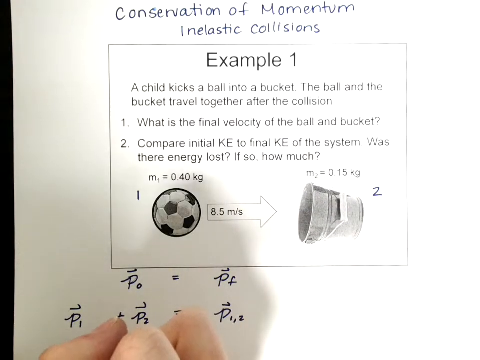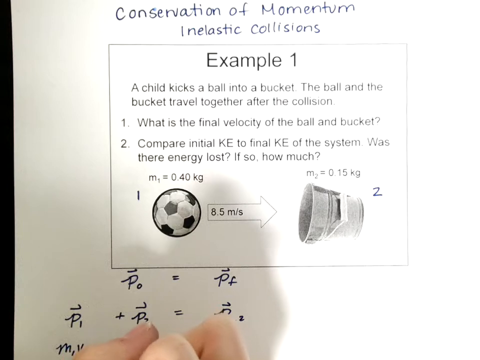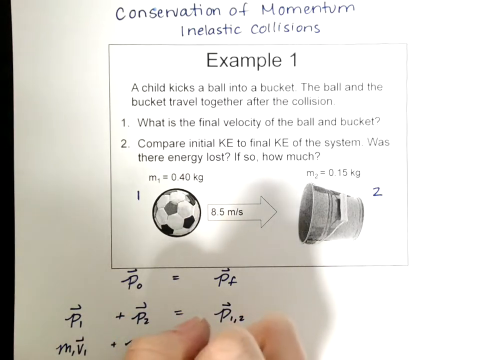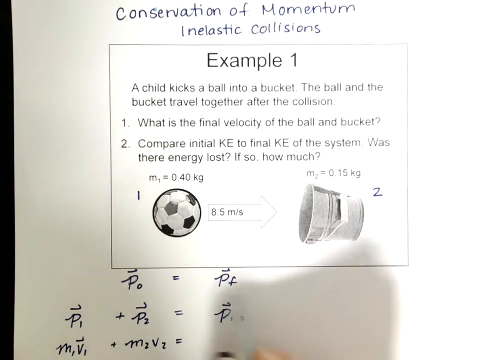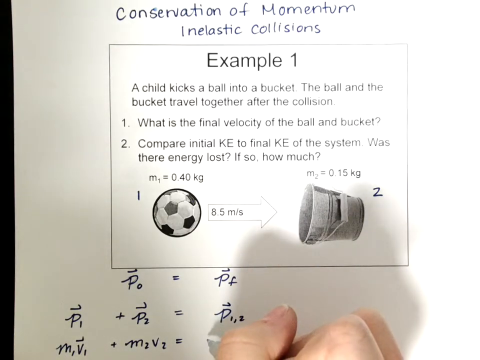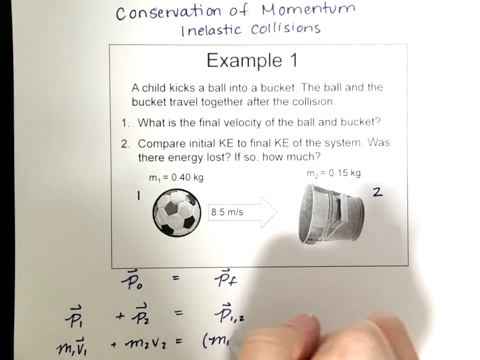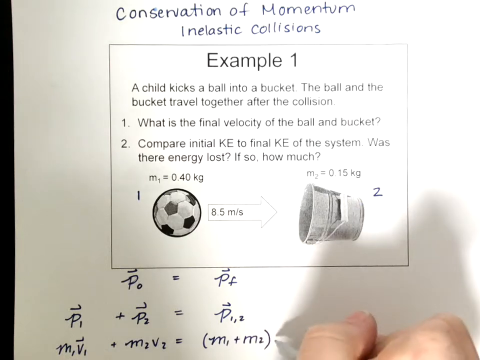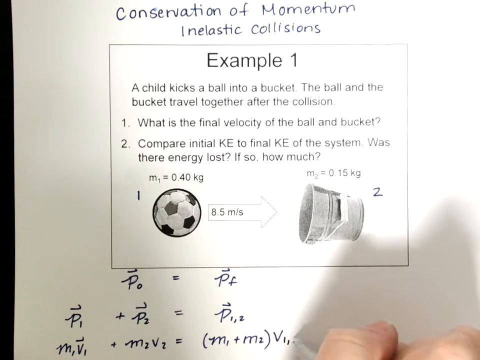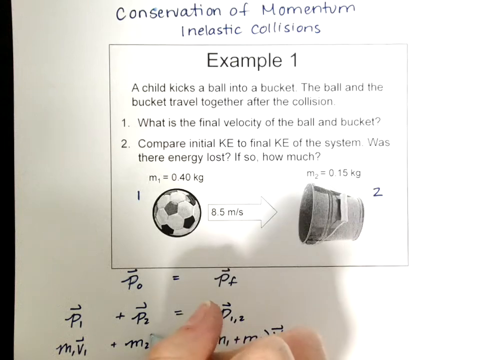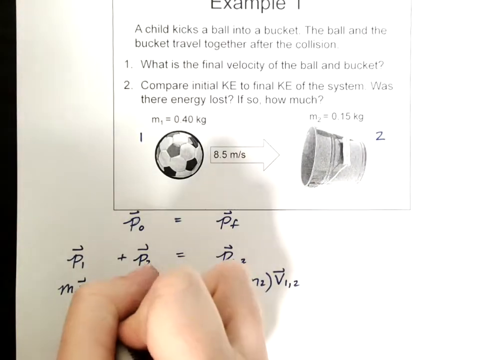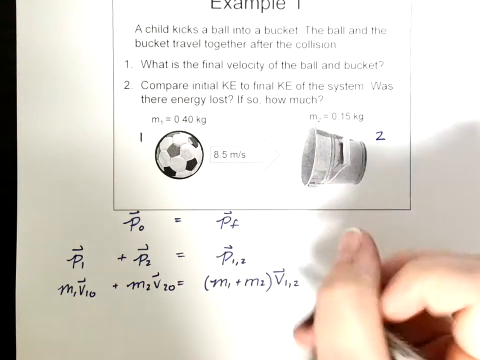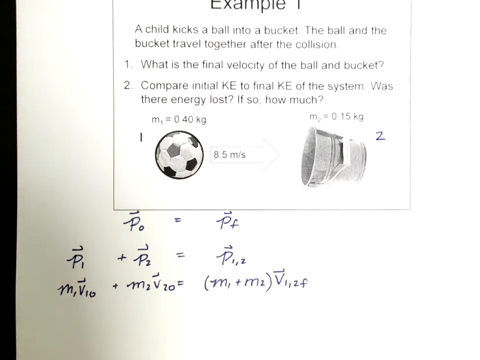So our equation for momentum is mv. When they move off together, they have a combined mass, so we want to make sure we add the masses together. And they have the same velocity, so we're multiplying by the velocity total. Just to clarify the difference between these velocities, these are the initial, so we're going to do a subscript O, and this is the final, so a subscript F.